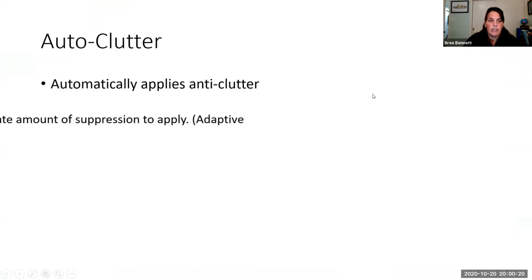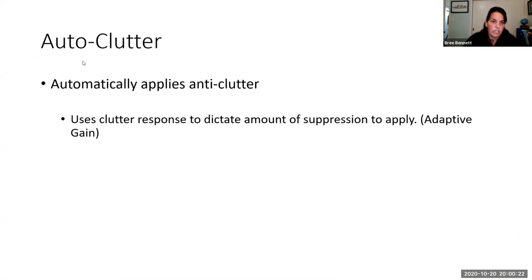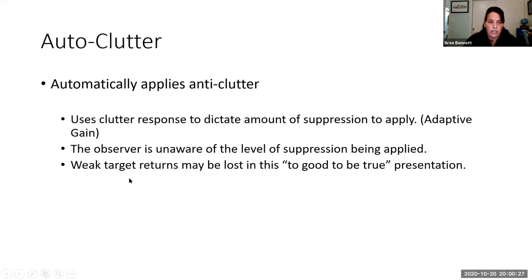What do we have here? Auto clutter. So we want to be aware if we are using an auto clutter. They can be great because it manages your picture on the radar screen for you, but the term here, the observer is unaware of the level of suppression being applied.